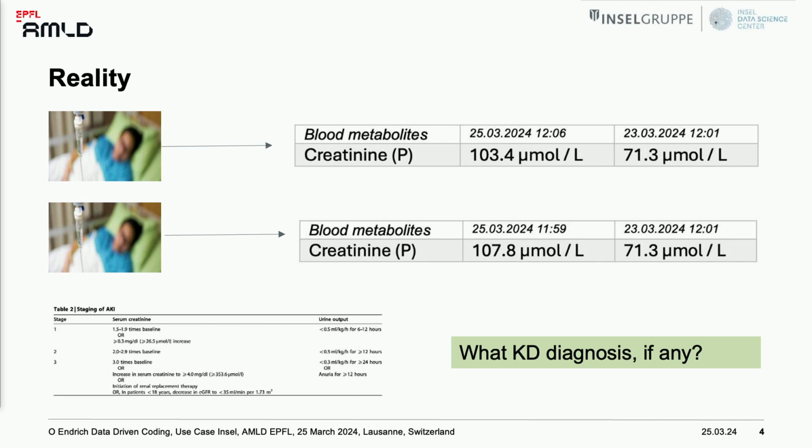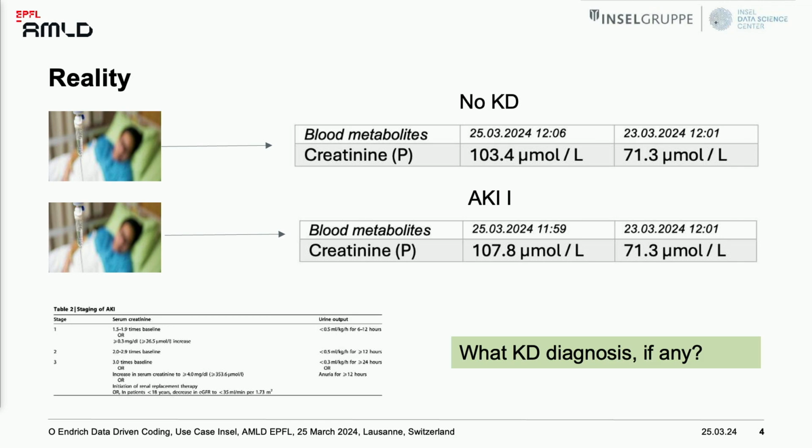Now we are faced with reality. If you look at these 2 patients, you will probably see that the lab results are very similar. So you have 2 results, one on day 1 and one on day 3, and the difference is a couple of minutes and about 4 micromole per liter. But if you apply the guidelines, you will see that patient 1 had no AKI and patient 2 had acute kidney injury, stage 1. The difference is very small, and in a clinical setting you probably wouldn't even see the difference between the 2 patients.